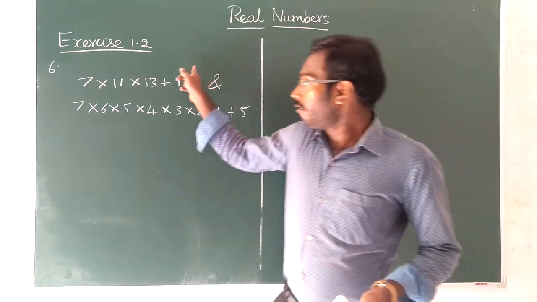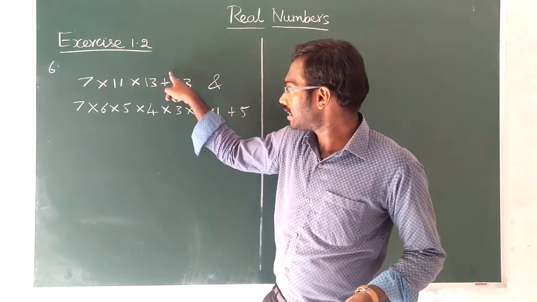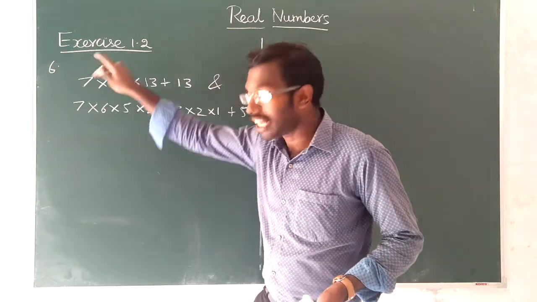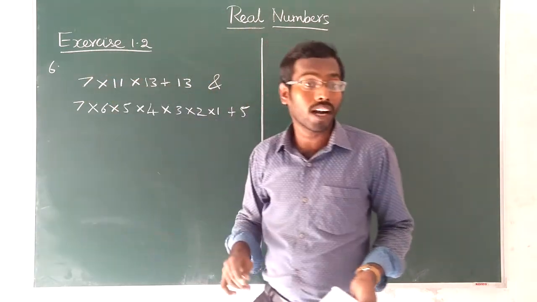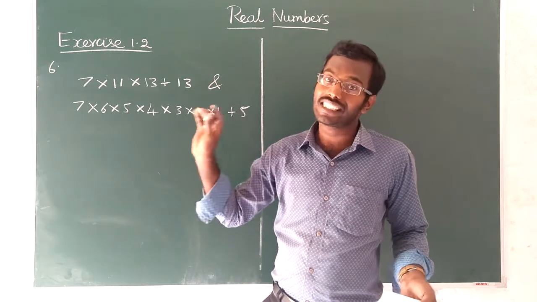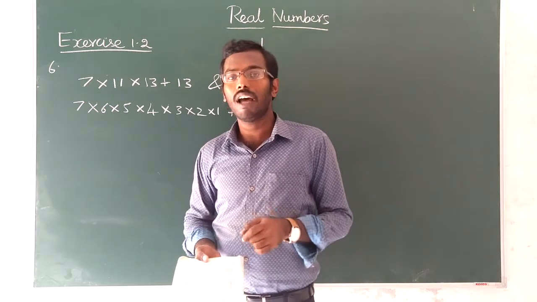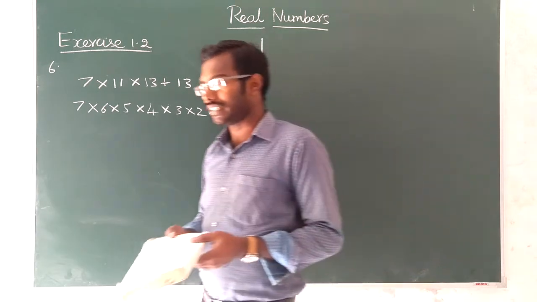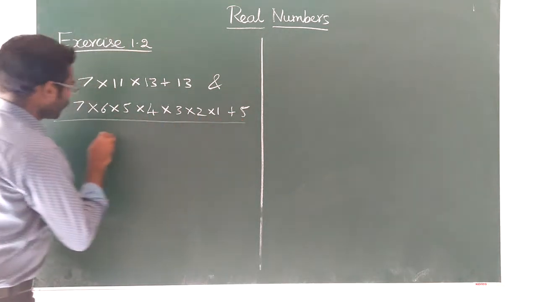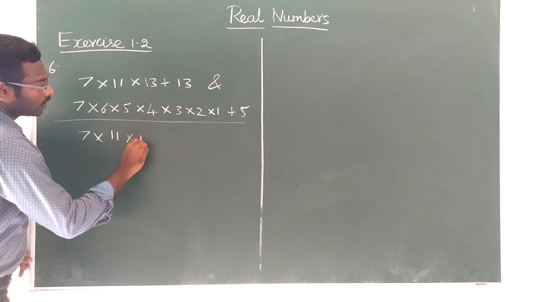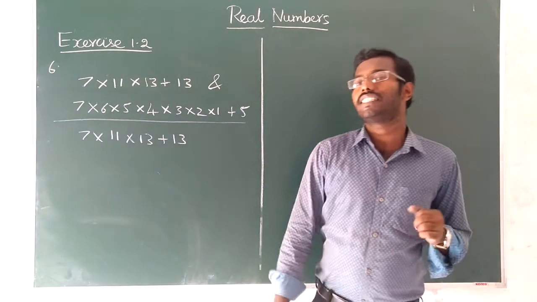Therefore, here these are products, but this addition is there now. You have to convert this also into a product, and if you can express this whole term as a product of primes, then you can say that this is a composite number, because a composite number is a product of prime numbers. Understood or not? Okay, we will solve one sum, then you will understand. So first take the first one, that is 7 into 11 into 13 plus 13. How can we express this as a product of primes?